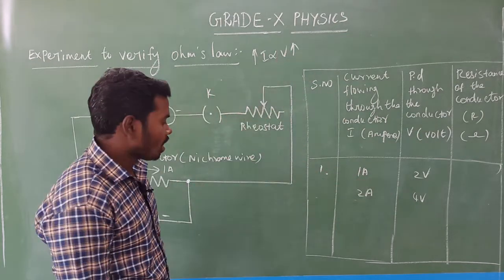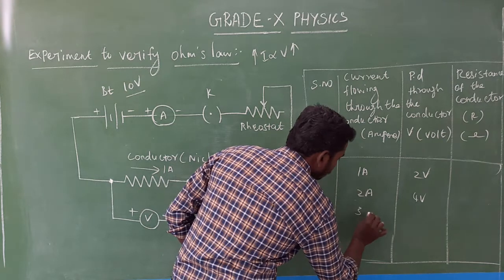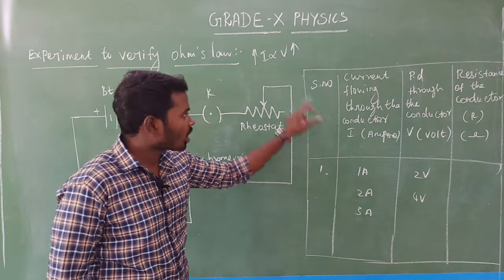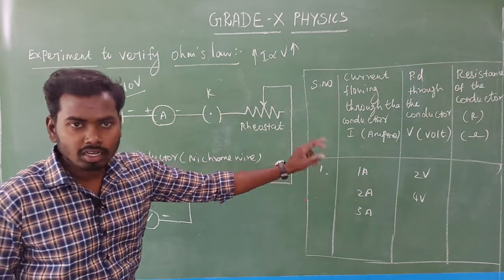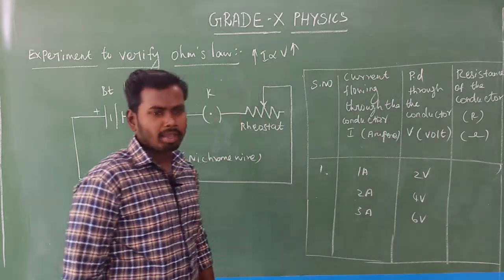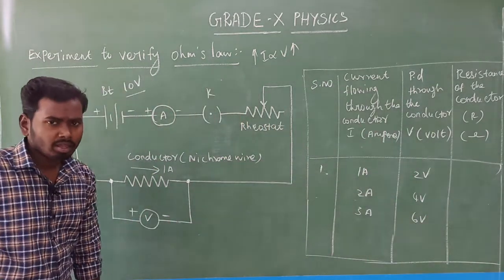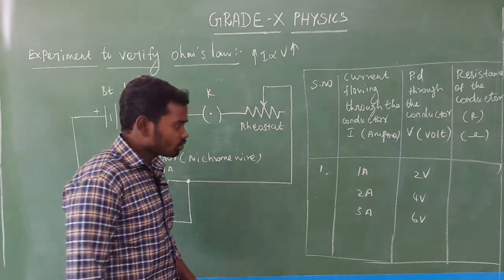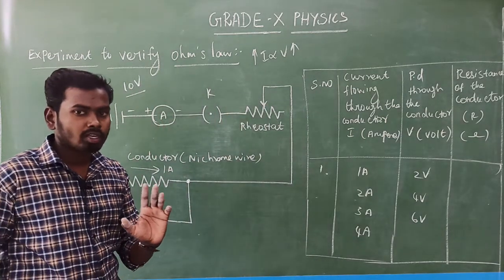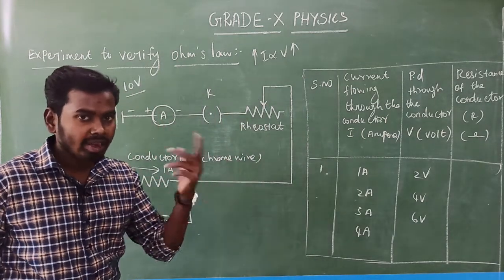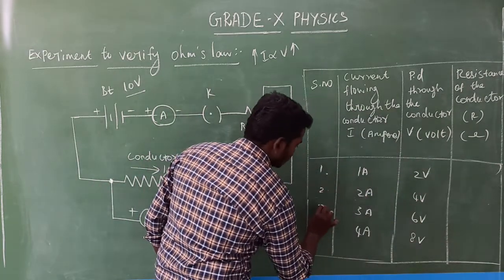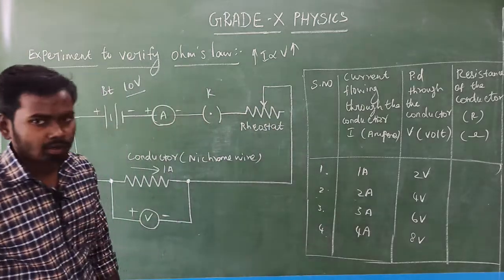Again you change the current value into 3 ampere. What about the potential difference? Correspondingly the potential difference value should increase, so it may be 6 volt. Is it clear? Yes. Again you change this current value, again the potential difference will change. It increases, so its value will be 8 volt. Okay, so finally we got 4 values.